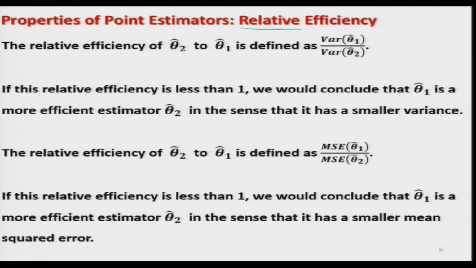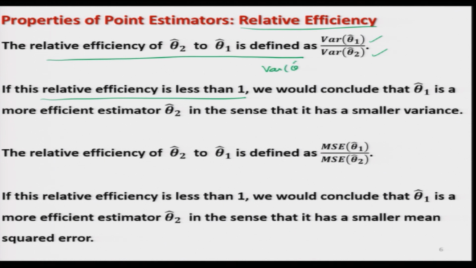Another way to measure the efficiency of an estimator is the relative efficiency. That means you try to compare the variances or MSEs of theta 1 hat and theta 2 hat. The relative efficiency of theta 2 hat to theta 1 hat is defined as variance of theta 1 hat divided by variance of theta 2 hat. Obviously, if this relative efficiency is less than 1, that means variance of theta 1 hat is less than variance of theta 2 hat.